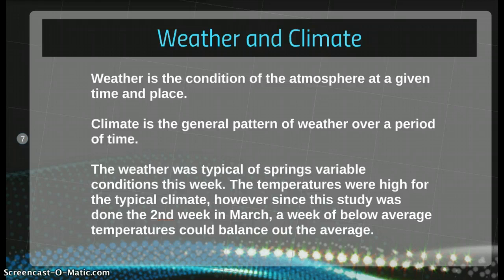Average high temperatures for March are usually in the low 50s and low temperatures in the high teens to low 20s. While weather dictates the state of the atmosphere at a particular time and place, climate is the general pattern of weather that occurs over a period of time. Since it is still early in the month, a week of cool weather could bring the averages back down to normal.